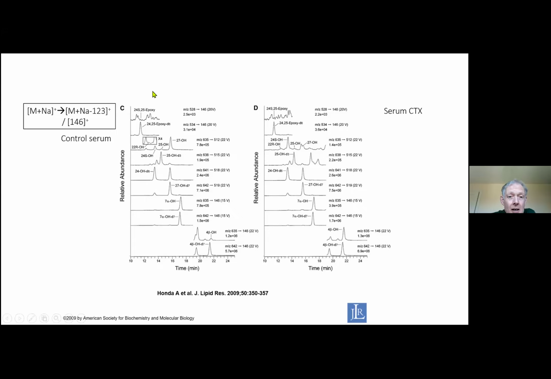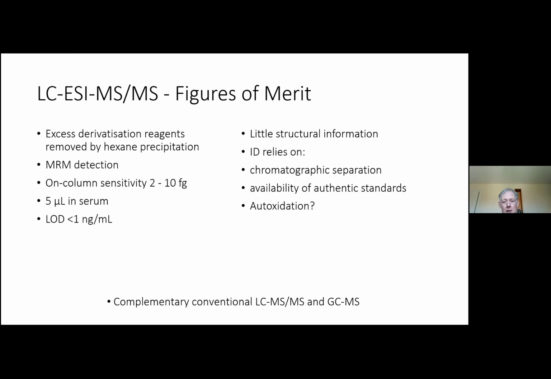And they do get very nice data in serum analysis. They see a very nice number of oxysterols, and the sensitivity is good. So again, if we can just look at the merits of this method: it's based on MRMs. Sensitivity is good, really good actually, 2 to 10 femtograms. They can work with as little as 5 microliters of serum, and at these amounts, you've got limited detection of less than a nanogram per mil.